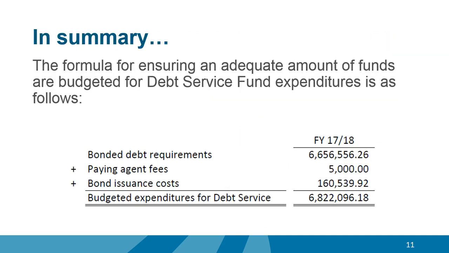For the district example we just walked through, if we take the bonded debt requirements for January of 2018 and July of 2018, we add in an estimated paying agent fee amount based on payments we've seen made over recent years, and then consider the impact of any potential bond refunding issuance costs, we will be able to get to a number to record as budgeted expenditures in our debt service fund. For this district, the number would be $6,822,096.18. So take this slide and use it as your key takeaway.